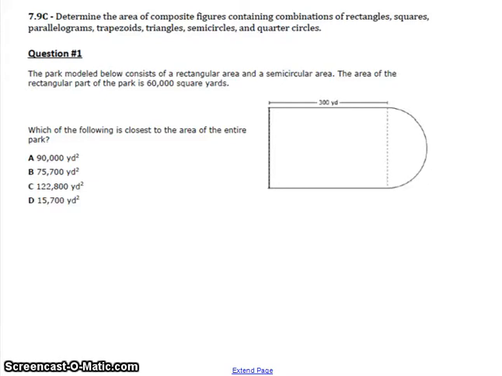This video is for the 3 questions under the heading 7.9c. Determine the area of composite figures containing combinations of rectangles, squares, parallelograms, trapezoids, triangles, semicircles, and quarter circles.